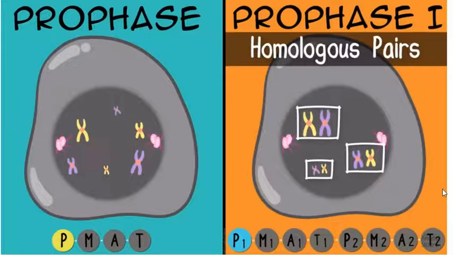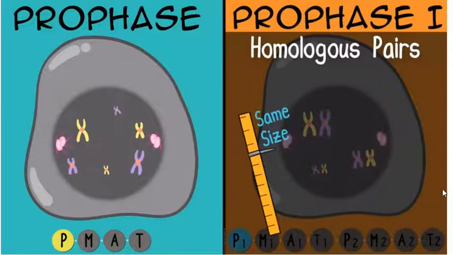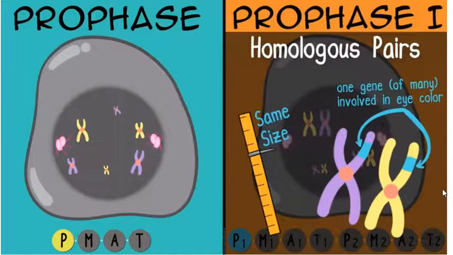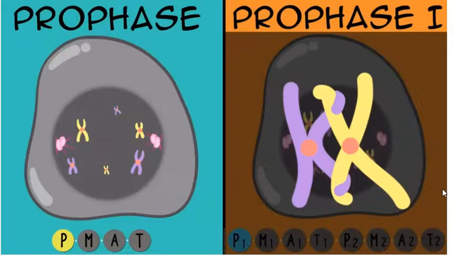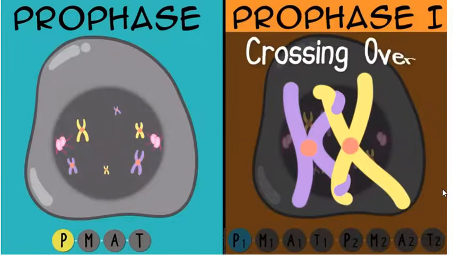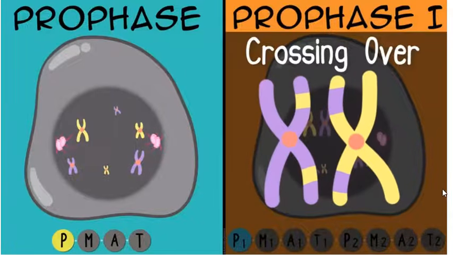The word homologous means that the chromosomes are approximately the same size and they contain the same types of genes in the same locations. With each pair, one came from mom and one came from dad. In this formation, chromosomes can transfer their genetic information and exchange it between each other. It's called crossing over. It can make for what we call recombinant chromosomes.